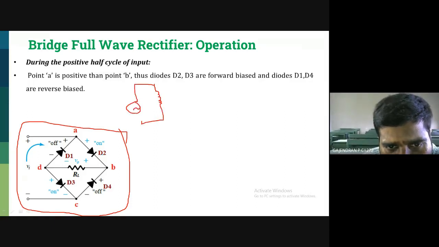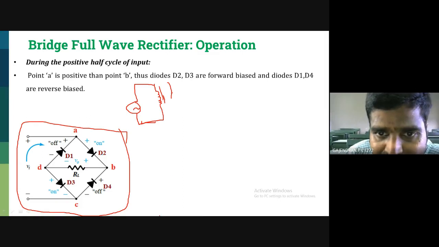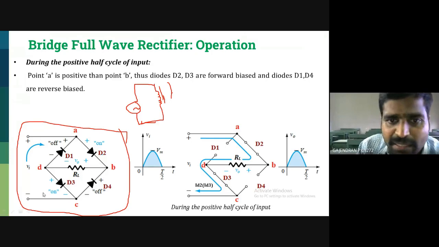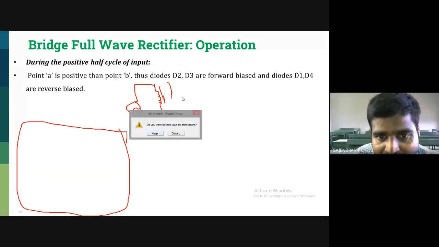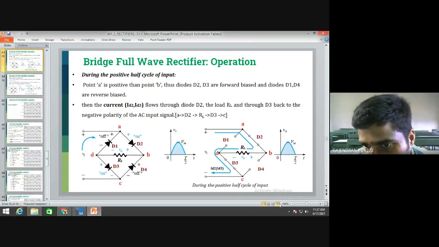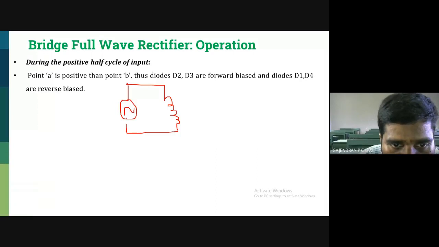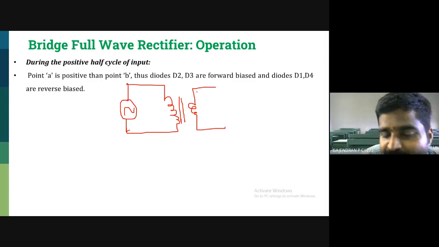Let me give this transformer symbol over here. See, it's very simple. This is my transformer. This is my primary winding. Then here I am going to connect my secondary winding. So here we are going to connect the primary winding. So primary winding positive, then we are going to connect the secondary winding. Then we have connected the bridge rectifier.